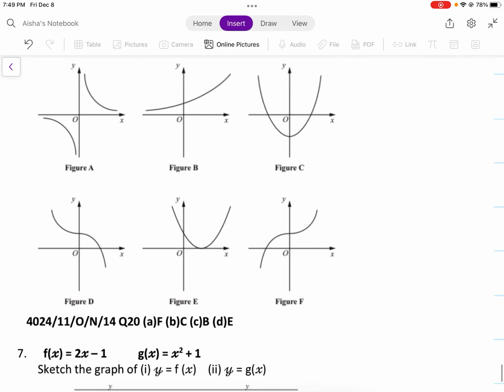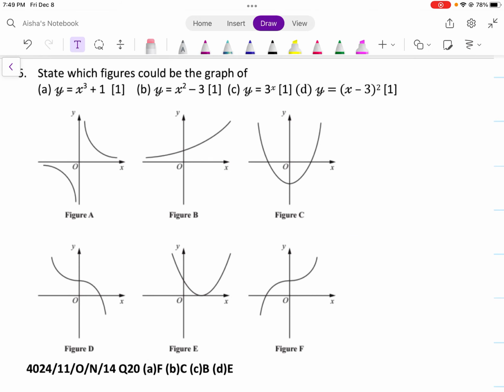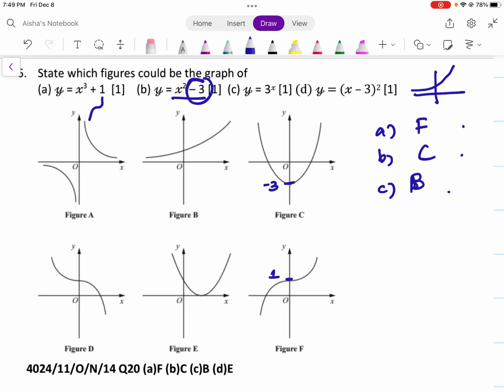State which figures could be the graphs of cubic graph is looks like this. और +1 का मतलब ये है कि ये इंटरसेप्ट है, so it means A is figure F. x square minus 3, पॉजिटिव x square means happy face, और happy face जो है वो 3 units down जाएगा because this is -3. B is figure C. C is 3 power x, power is positive, the graph will look like this, figure B.